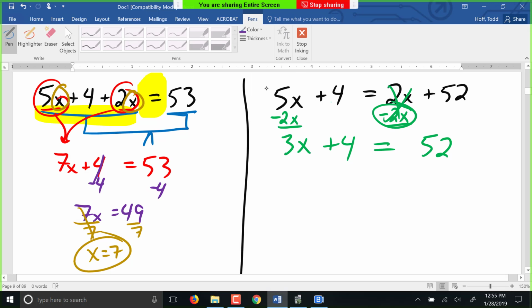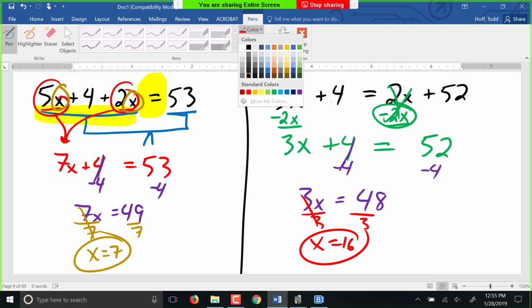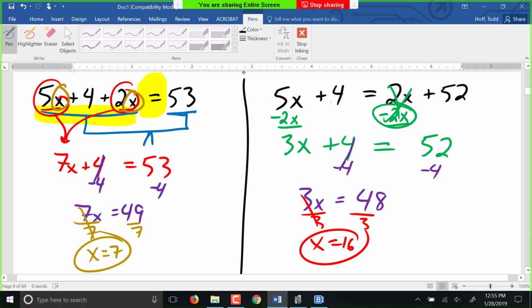Again, this looks just like some of the equations we've solved before. Where do we start? What do we do next? Subtract 4. So 3x equals 48. And then divide by 3. Perfect. X equals 16. So these two equations demonstrated the two steps that sometimes have to be taken before we can solve an equation.